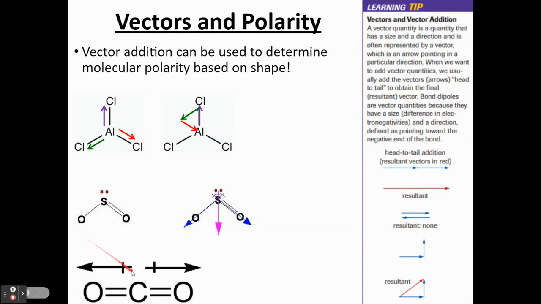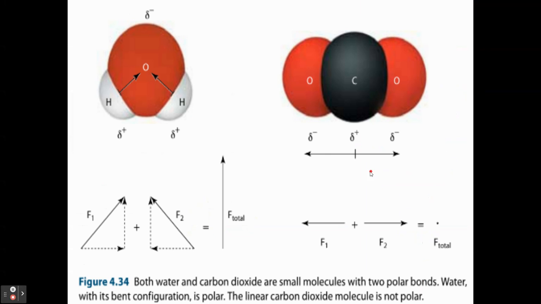If you add them head to tail, if you put this head on this tail here, they just run back and forth on each other and they cancel out. So the resultant is what's left over, and it's your overall dipole. If you've done some math in grade 12, this will be very familiar to you.